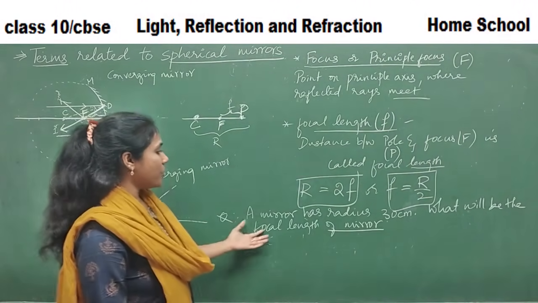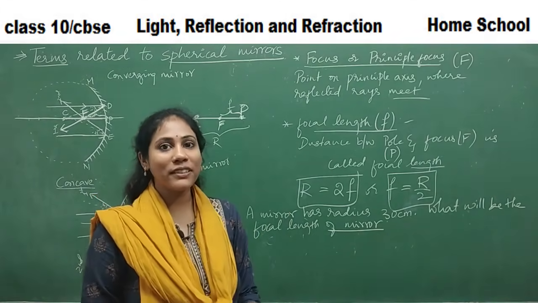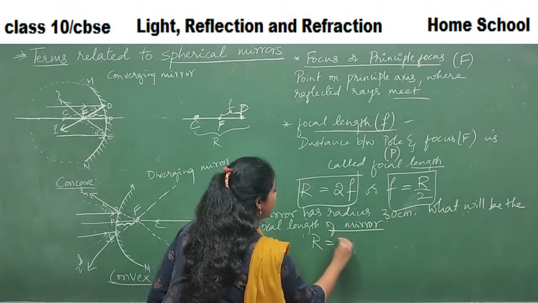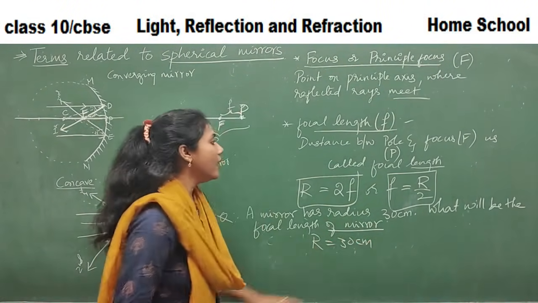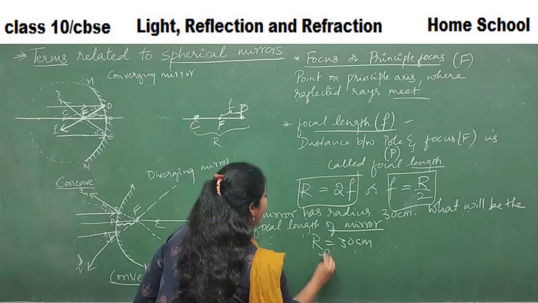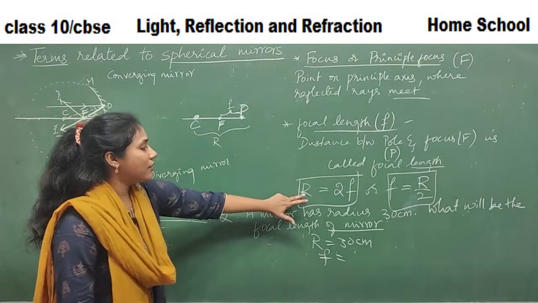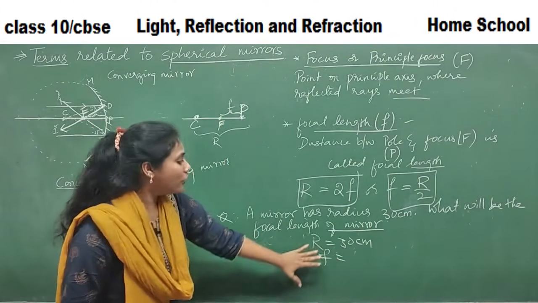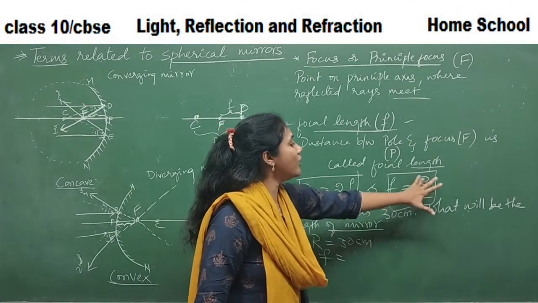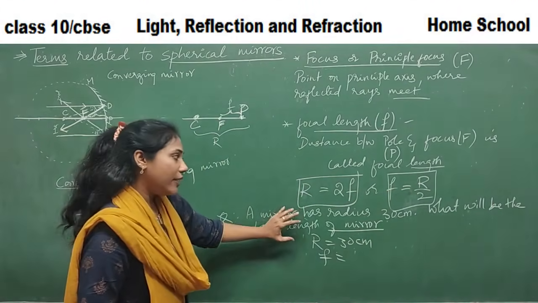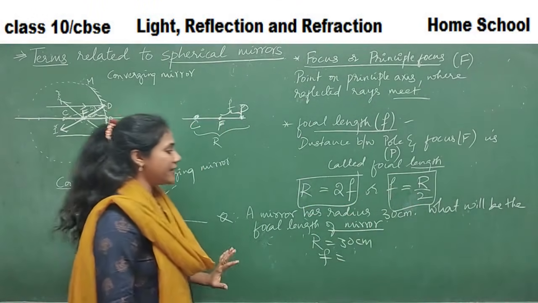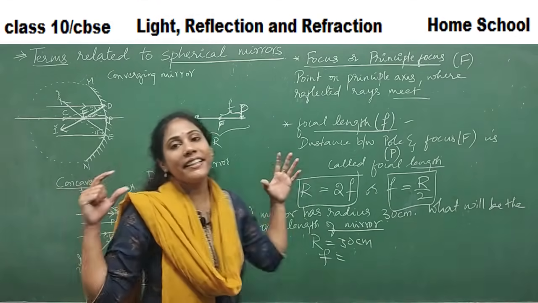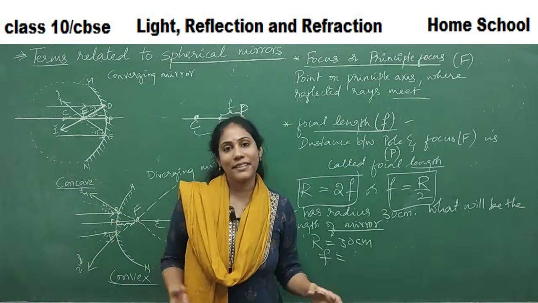Let's see one simple problem that can be asked on this formula. Can you give the answer for this question and post the answer in the comment box, guys? I'll read out the question. A mirror has a radius of 30 centimeters. R is equal to 30 centimeters. What will be the focal length F? You know the relation. R is equal to 2 into F, and you need to find out F, right? So what is the formula? F is equal to R by 2. R is given. So the radius of the mirror is given, you need to find the focal length. So use the formula, calculate, and give the answer in the comment section.